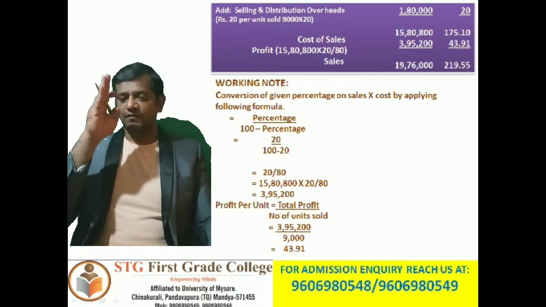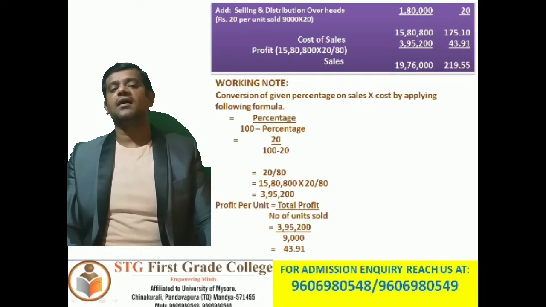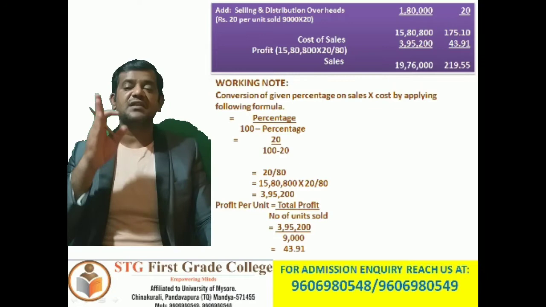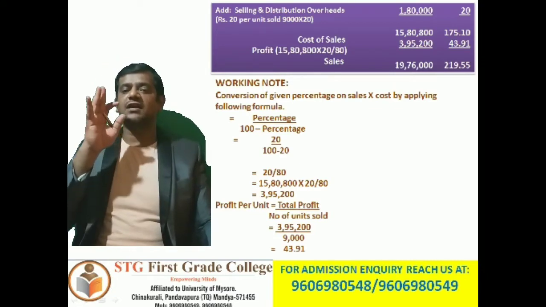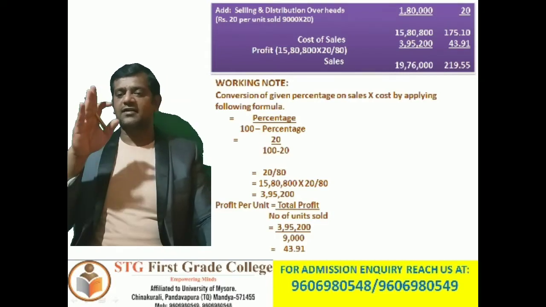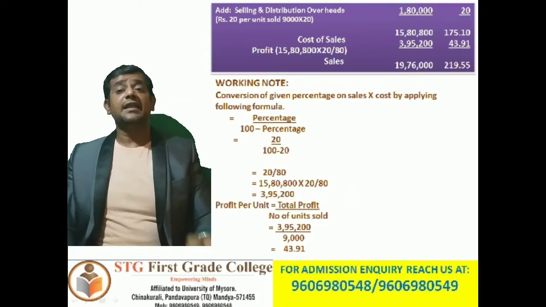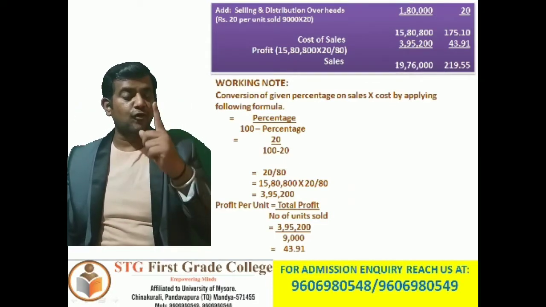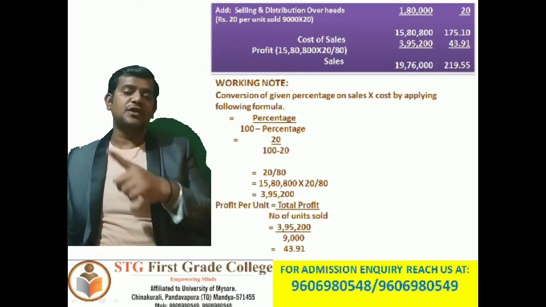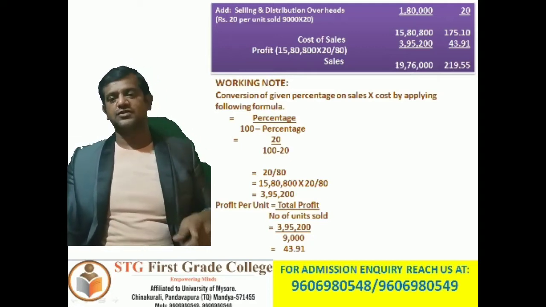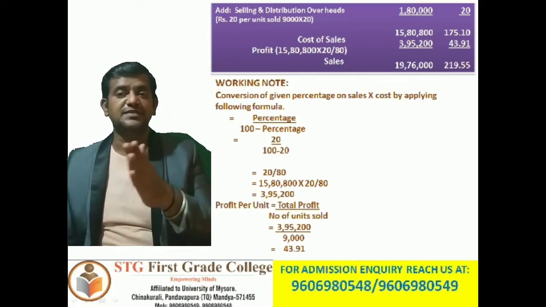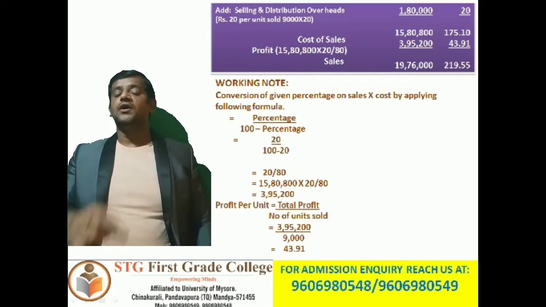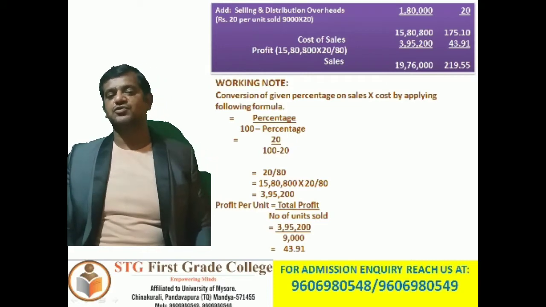Clear? When you add this, you get the cost of sales, that is 15,80,800. We divide 15,80,800 by 9,000 because we are selling only 9,000 units. When you divide, we get 175 rupees 10 paise, that is 175.10. Next, we are supposed to identify the profit.